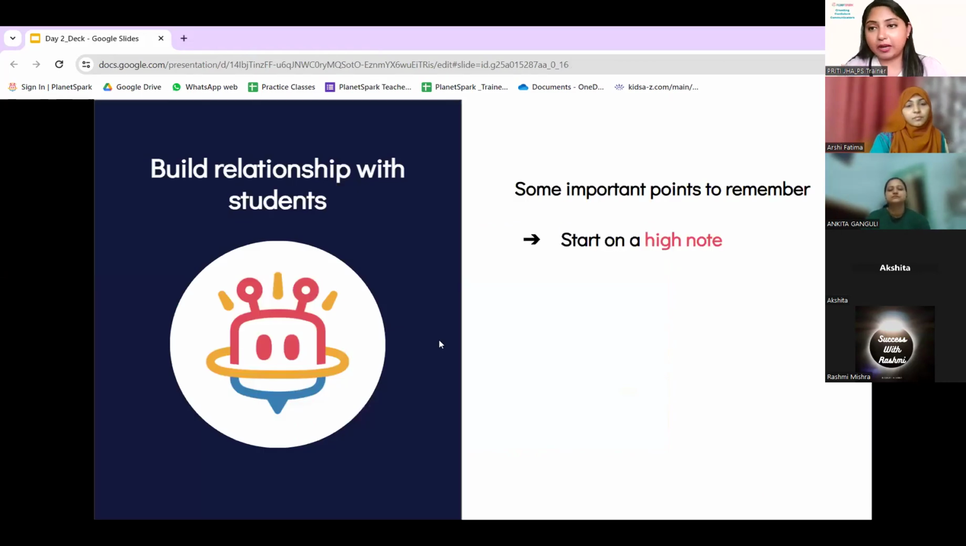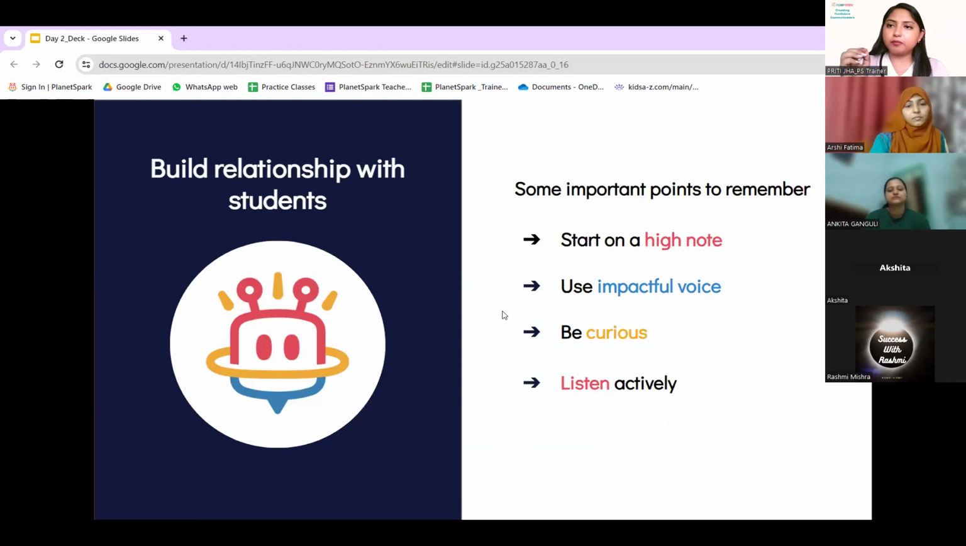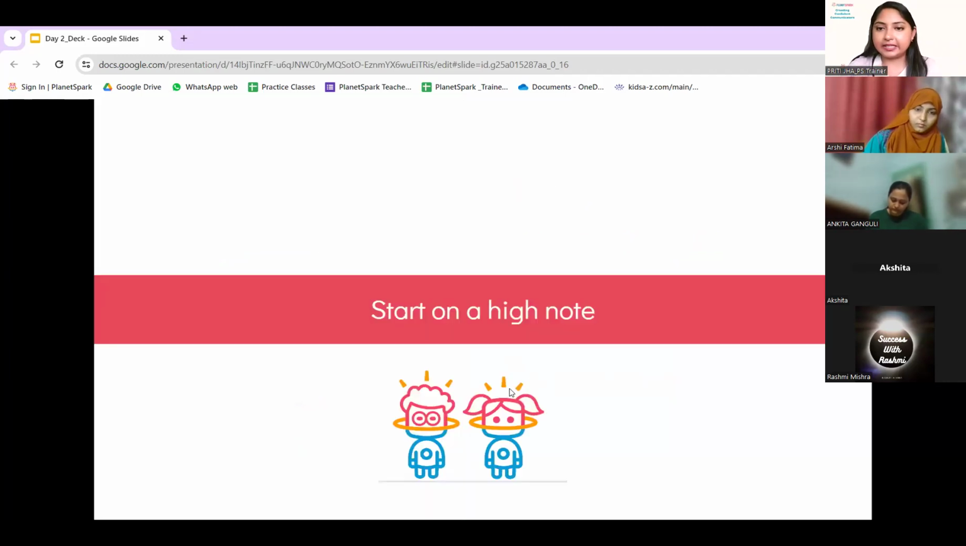Let's discuss something about smile also. But before that, let's understand some of the important points that we need to remember. Four things are very important while you conduct a demo class. First, start on a high note. We will be discussing what that is a little later. Second, use an impactful voice: the projection, the articulation, the resonance in your voice. Third, be curious about the student. And fourth is listening actively. Let's understand these four points in detail.